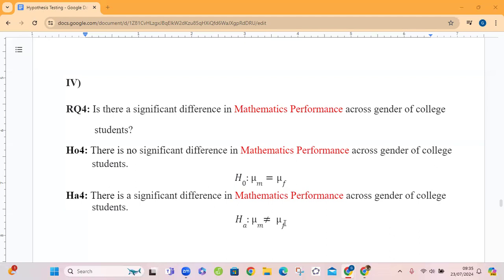Whereas the alternative will say there is a significant difference in mathematics performance across gender of college students. And this can be expressed in three ways. One way is by saying, well, the population mean of males is not equal to the population mean of females. Or the population mean of males is less than that of the population mean of females, or the population mean of males is greater than that of the population mean of females. So either one of these three, the alternative can respond, but the null will always respond by saying there is no significant difference, and data has to be collected to see which one will be the conclusion, either the null or the alternative.